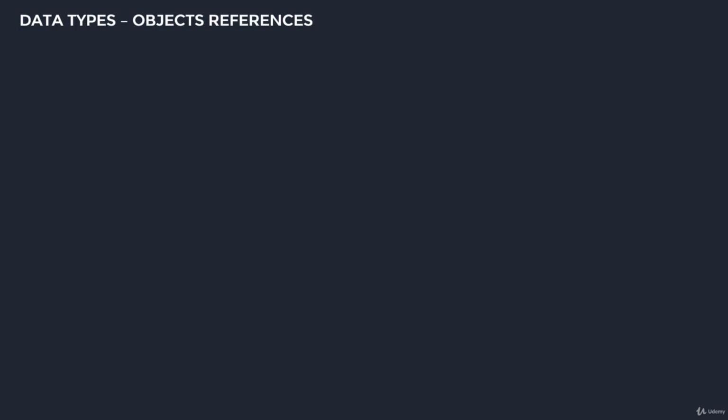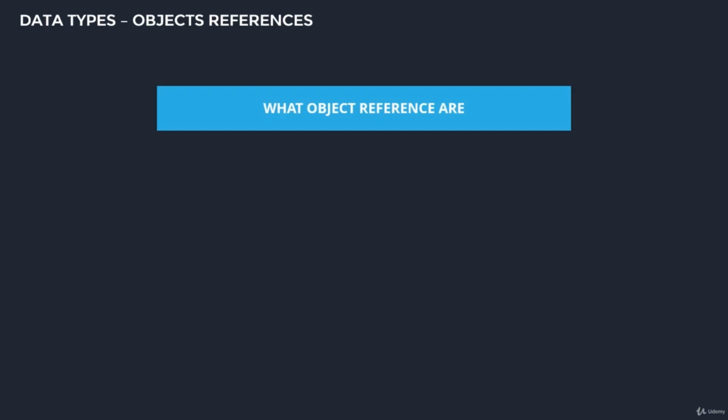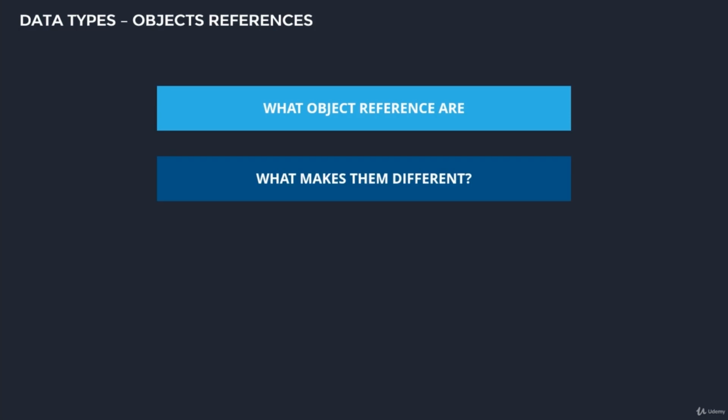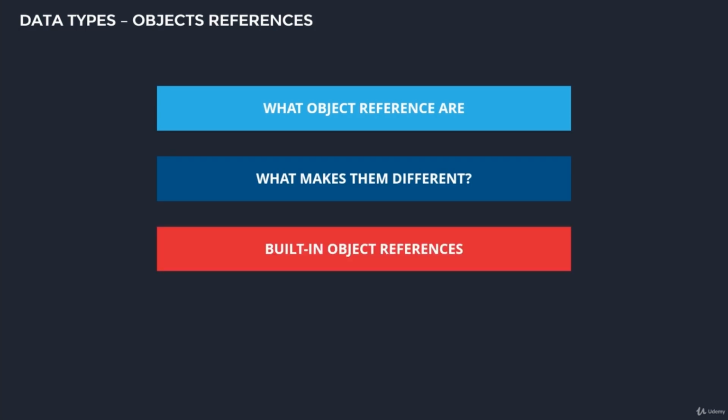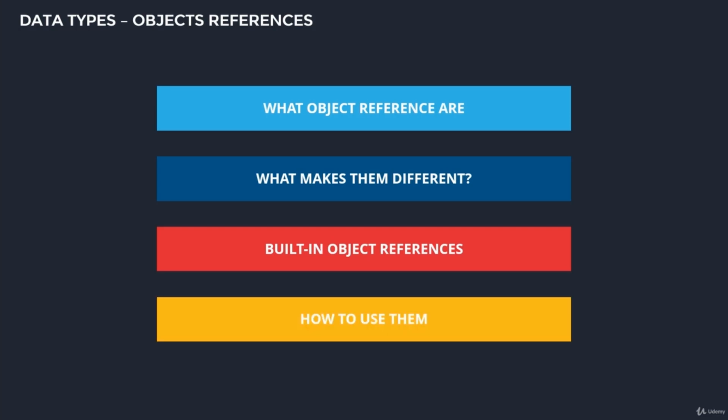In this lecture, I'm going to talk about object references. This topic is divided into 4 parts. First, I will tell you what object references are. Second, what makes them different from primitives. Third, what basic built-in object references Java has. And last, we will have a coding part about how we can use them.